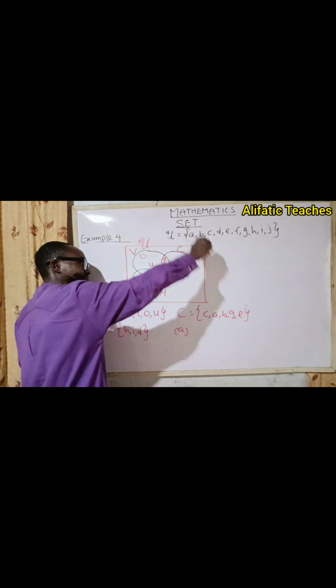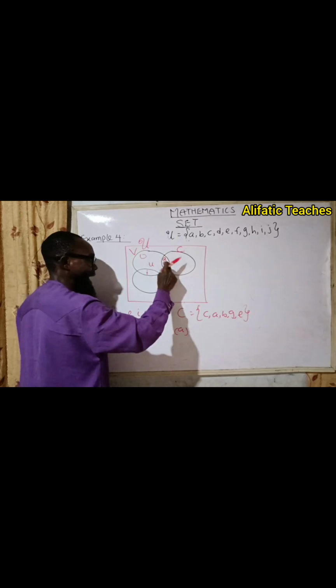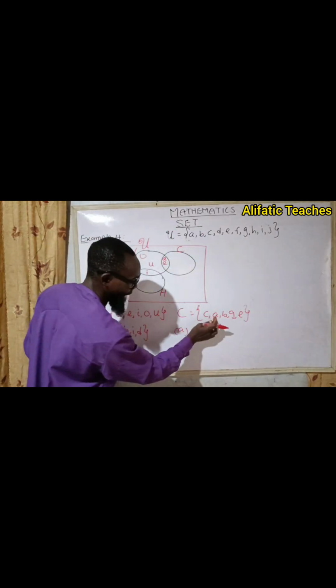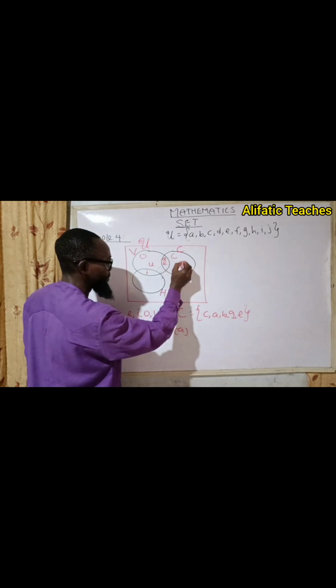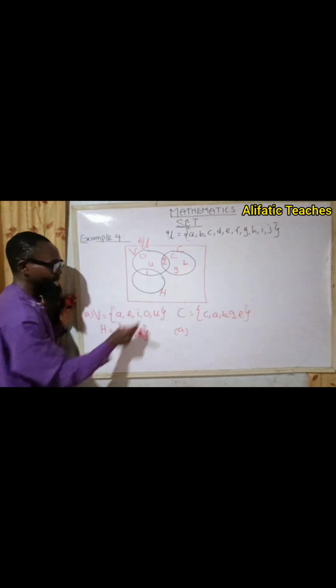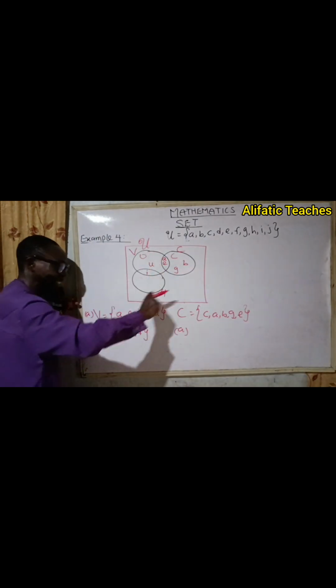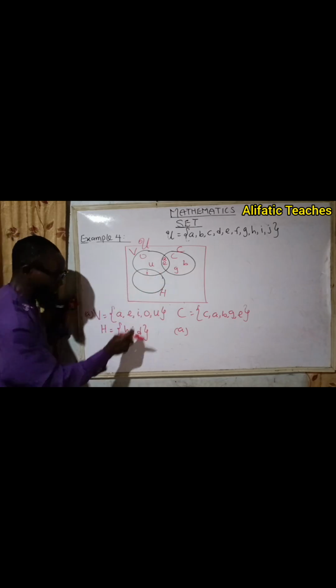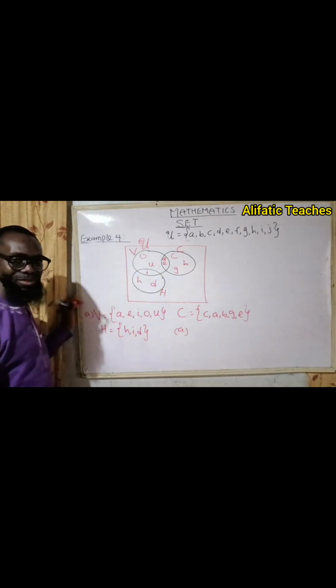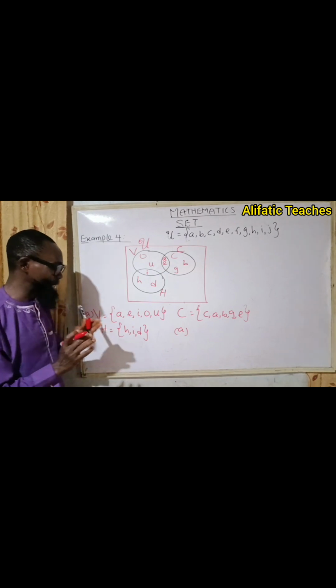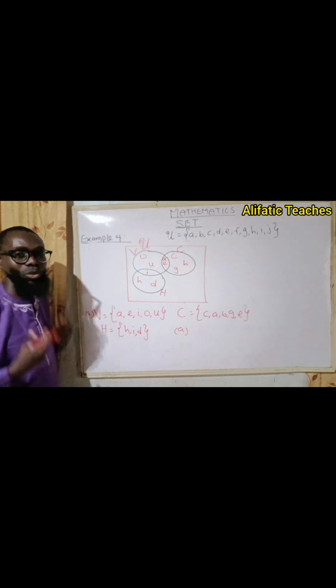Look at the circle of C as well. In C, A and E has been taken away. What do we have left? C, B, G. Look at H as well. In H, what has been taken away? I has been taken away. We have H and D. So you can see the way we carve out this particular Venn diagram.